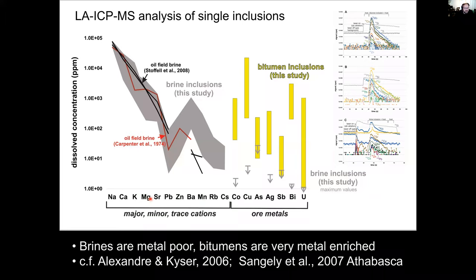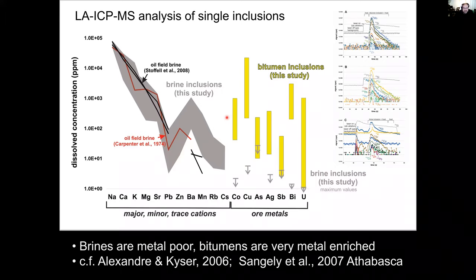Magnesium is very important. You don't see that commonly in a lot of fluid inclusion studies. It's not a common element to be showing up at concentrations of thousands of ppm. It does set these types of sedimentary brines aside from other fluids. And I'm going to come back to magnesium in a little while. Strontium, very high. Lots of lead, zinc, barium, manganese, rubidium, and cesium.